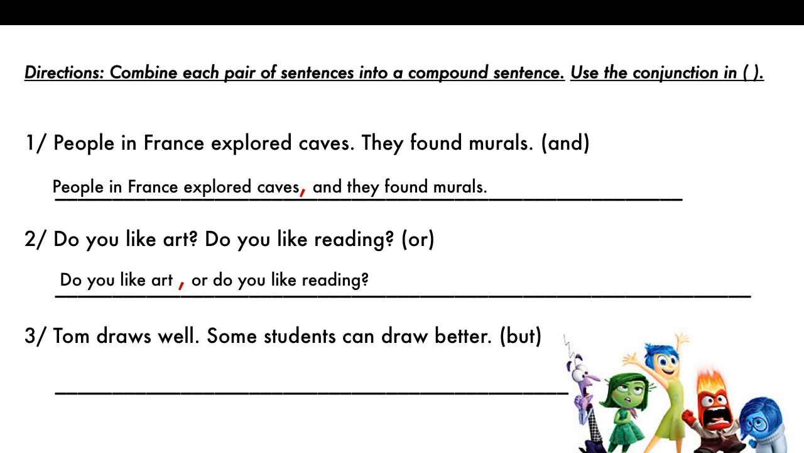Did you follow the 3 steps? First step, change the period into a comma. Second step, add the conjunction word. And the third step, change the capital letter of the second sentence into small. That's it. Change the period into a comma, add the conjunction word, and change the capital letter of the second sentence into a small letter. That's it. Tom draws well, comma, but some students can draw better.